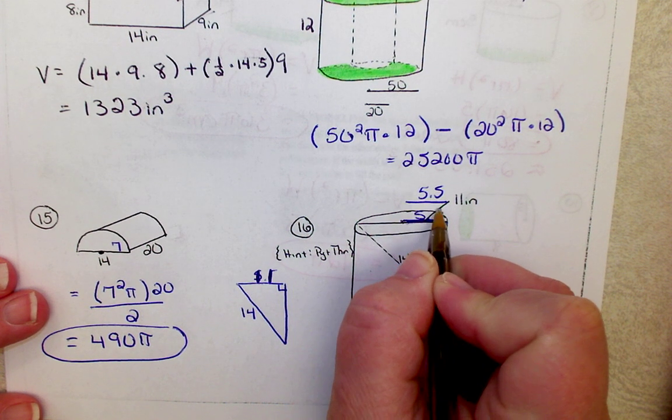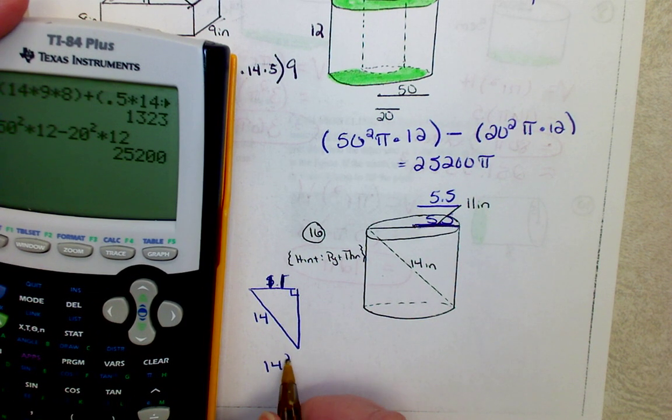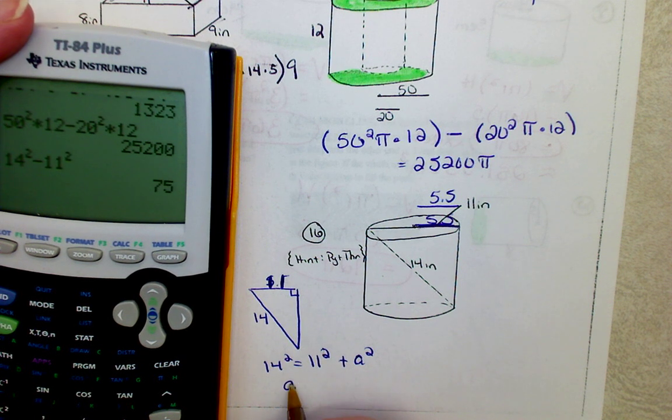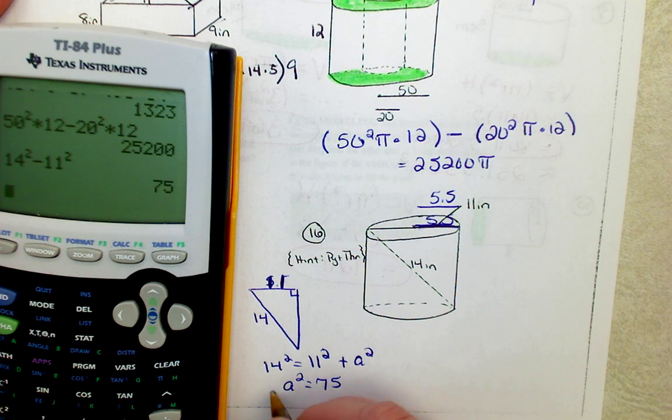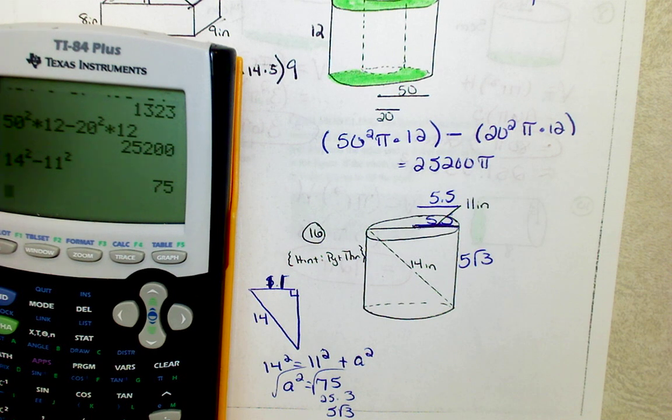That's 5.5. All right, so Pythagorean theorem, we're going to say 14 squared is equal to 11 squared plus a squared. So we end up subtracting 11 squared from 14 squared. So 14 squared minus 11 squared gives us a squared equals 75. Okay, so taking the square root, we get 25 times 3, which is 5 times the square root of 3. So here the height is 5 times the square root of 3.